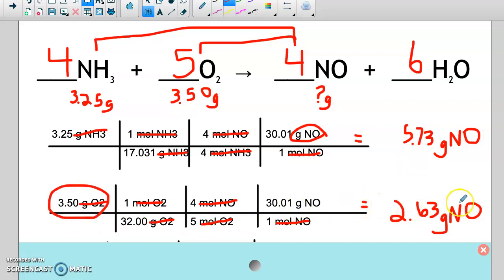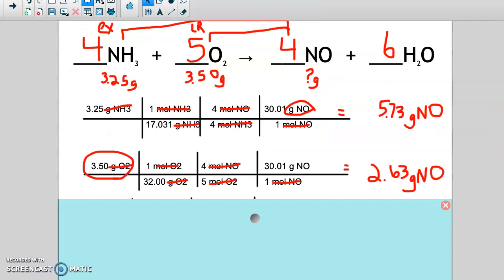Okay, so be careful you don't call this your limiting reactant because that's a product. So I'm going to label my limiting reactant oxygen, and I'm going to label my excess reactant over here because that's the one I have extra of. So this one's excess.